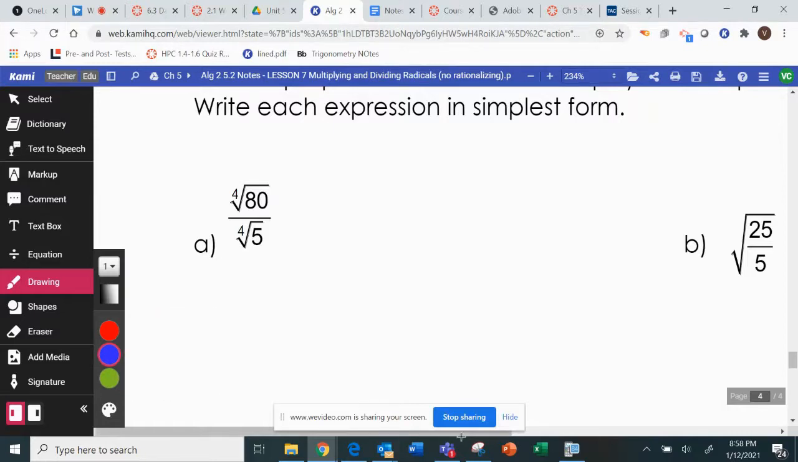These are separated. I cannot take the fourth root of 5 or the fourth root of 80, but maybe I could take the fourth root of 80 divided by 5. So I'm going to divide 80 by 5. And I get the fourth root of 16. That is a perfect fourth. It's 2.